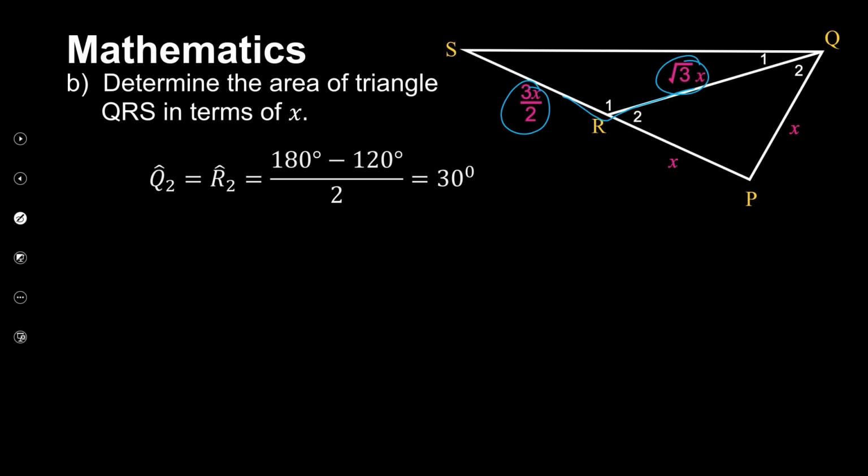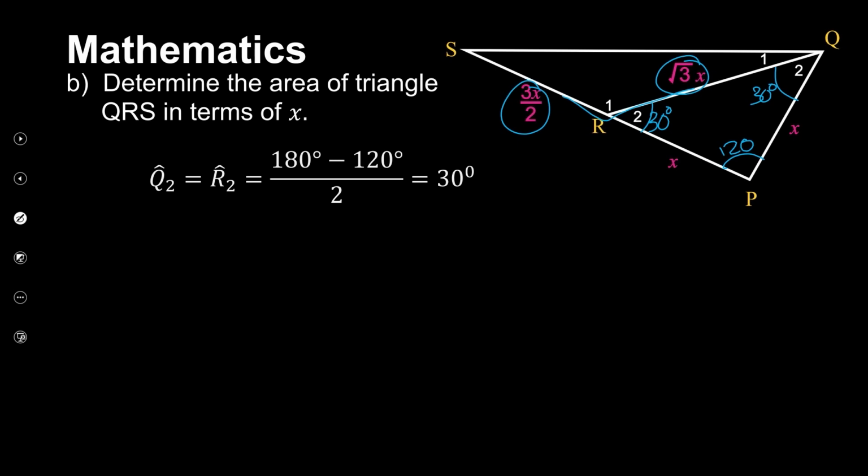Okay, earlier we found out that this was 120 degrees. So because that's 120 degrees, if I wanted to find these angles, because remember we said they were equal, I had to say 180 degrees minus 120, divided by 2, and I would find out that each of these angles, Q2 and R2, is simply 30 degrees. And how do we know they're 30 degrees? Because of the sum of angles of a triangle. Okay, that's pretty standard grade 9 work.